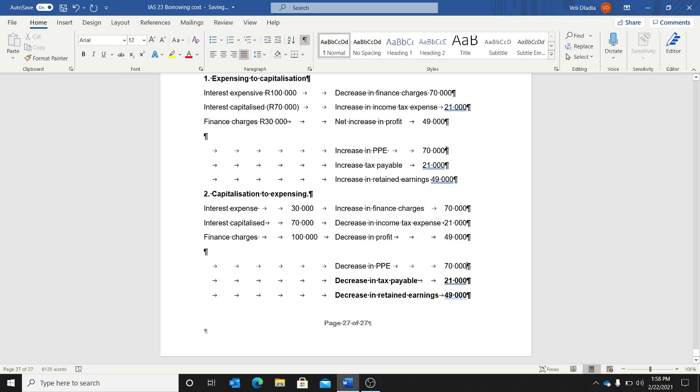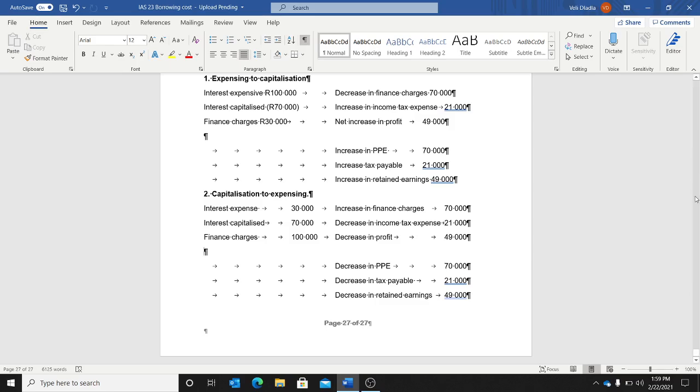Since the amount was sitting here and you move it out of here, it decreases PPE. So it's a decrease in PPE that will result in a decrease in tax payable, then a decrease in retained earnings. This one reacts because of this one here, right? So these are the two directions you can have in a change in policy when it comes to borrowing cost. These are the two. You can't have anything more than this. So when reading a question, you must just identify whether you are sitting in number 1 or number 2. Okay, that is what you need to do.